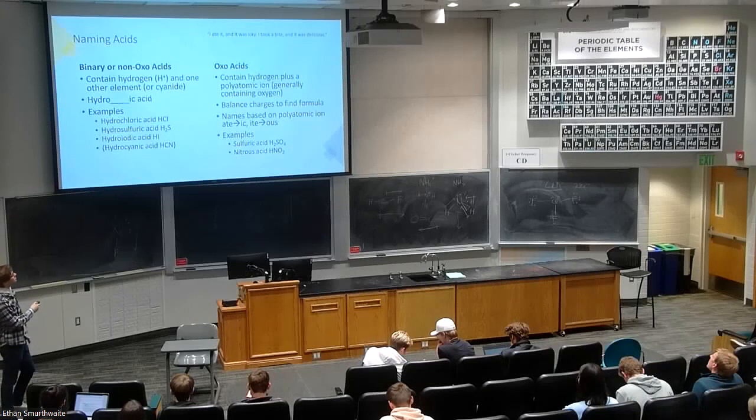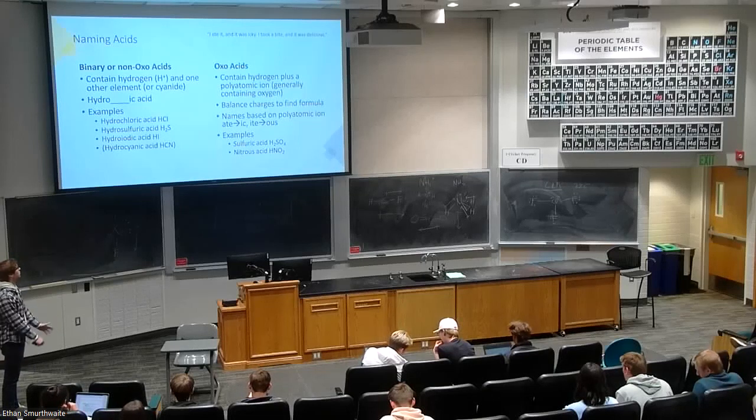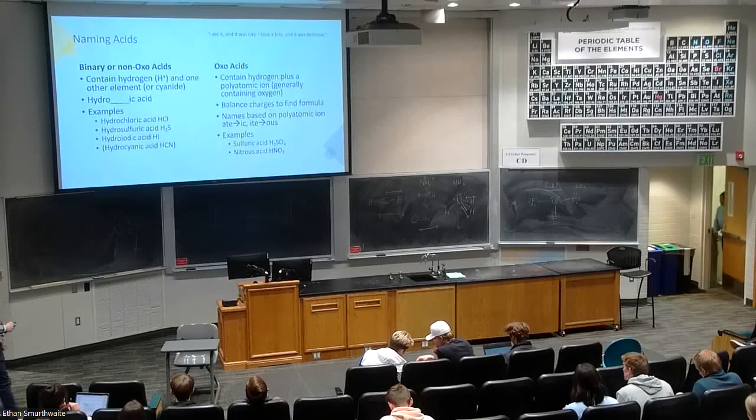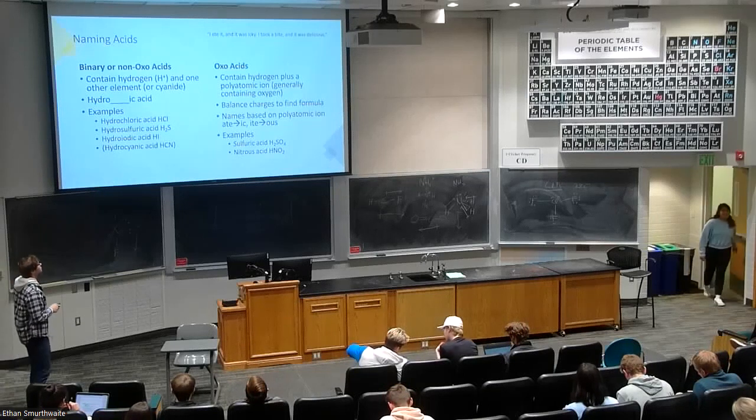Oxo acids are when it has an oxygen in there. Usually it's oxygen, but it's called oxo acid. It's basically a hydrogen with a polyatomic ion. Okay, before we do oxo acids, are there any questions about binary acids? Okay, let's talk about oxo acids. It's generally a hydrogen and a polyatomic ion.